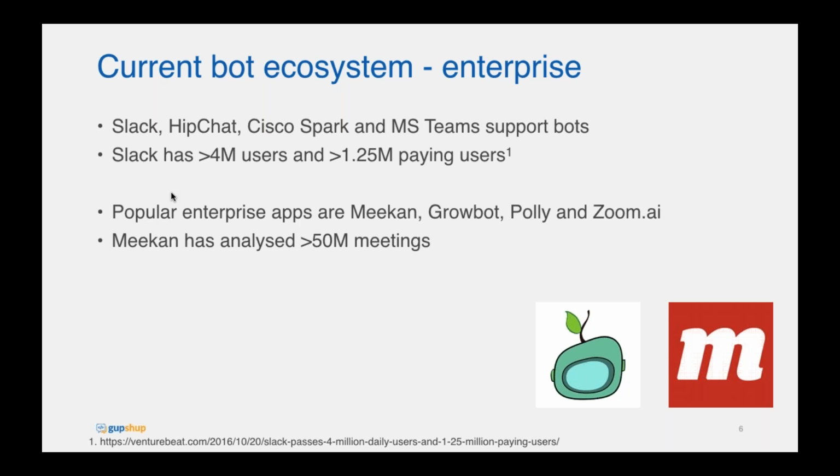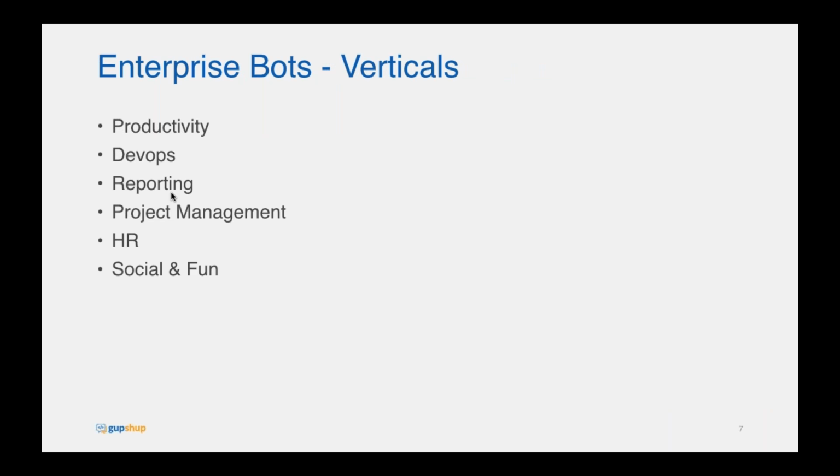Some of the popular bots that are registered are Meekan, Growbot, Poly, and Zoom.ai. These are available across HipChat, Spark, Slack, and all of them. Taking the example of Meekan, which is a chatbot that helps you with scheduling and calendaring, they say that they've analyzed over 50 million meetings, which is a huge number.